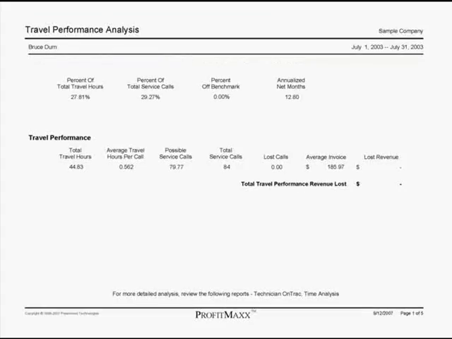Now let's go through this report and find out exactly what it's telling us, shall we? First, the percentage of total travel hours. This is the percent of each technician's use of your team's total travel time for the period of this report. For example, within a team of 5 technicians, ideally each technician would use 20% of the team's total travel time. In this case, Bruce used 27.81% of the total travel time of your entire team.